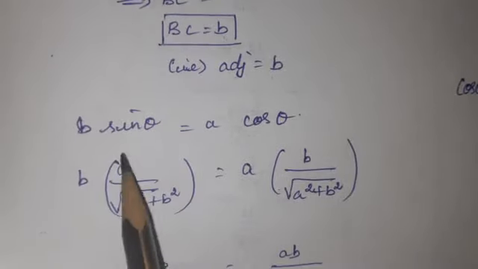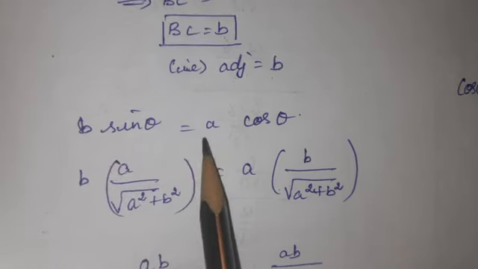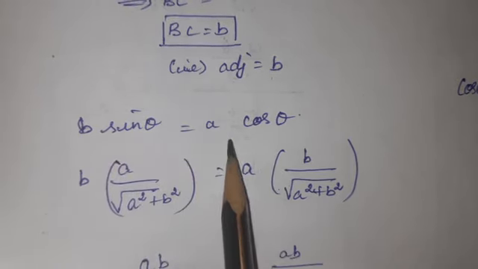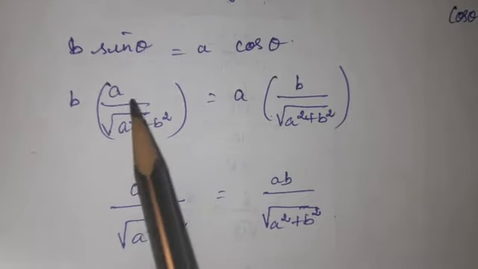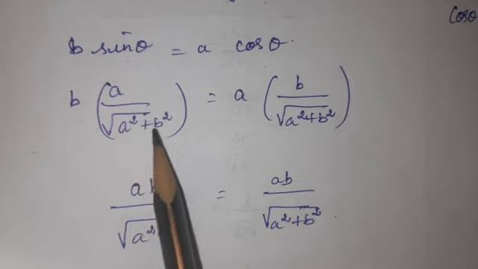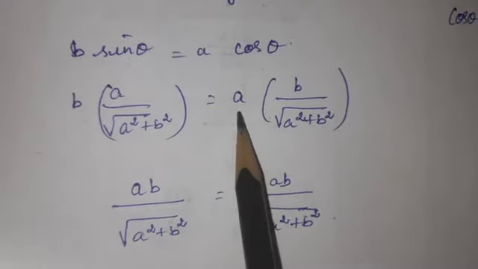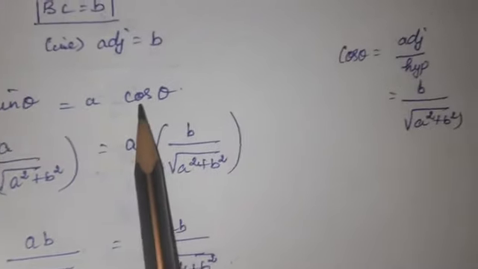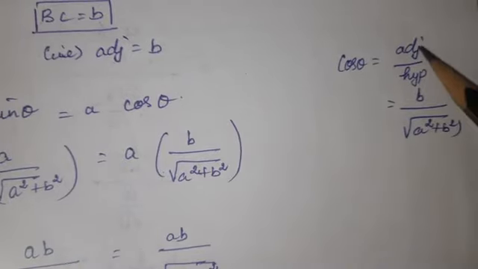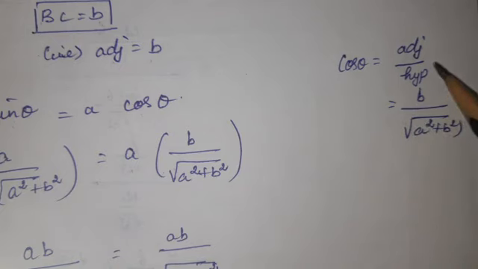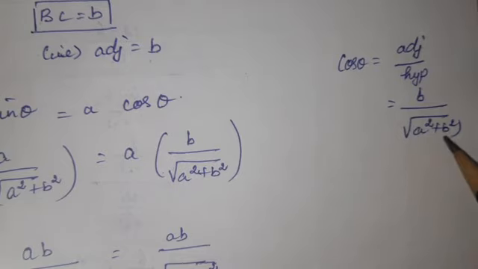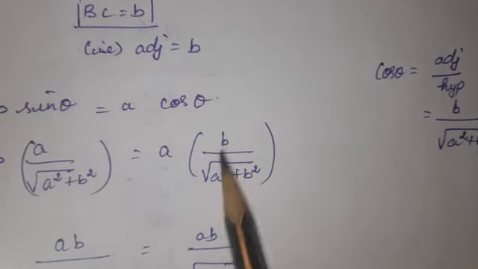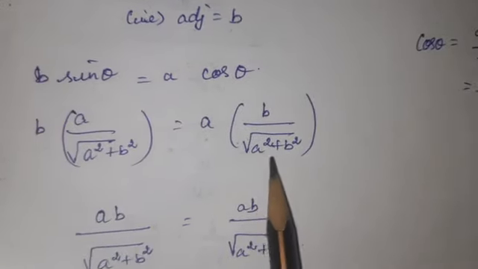In the question, we have to prove that b sin theta is equal to a cos theta. Both are equal, we have to prove. That is written here. b into sin theta, which is given in that question itself, so that one I have written here: a divided by square root of a square plus b square is equal to a. We don't know the cos theta. Cos theta formula is adjacent by hypotenuse is equal to adjacent value b divided by hypotenuse value square root of a square plus b square. That is here I have written b divided by square root of a square plus b square.